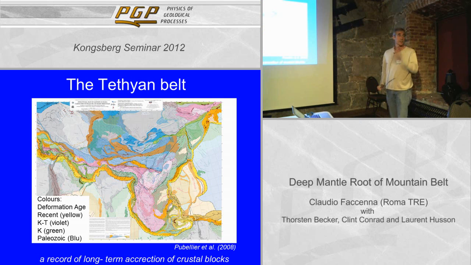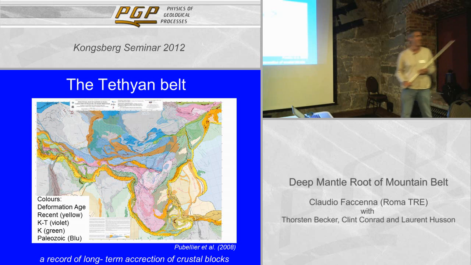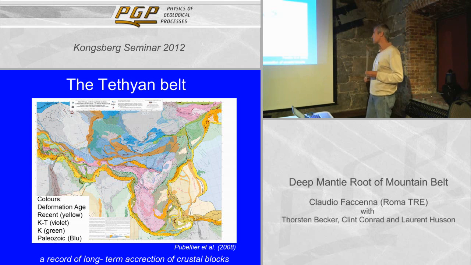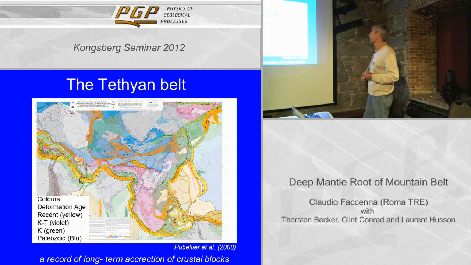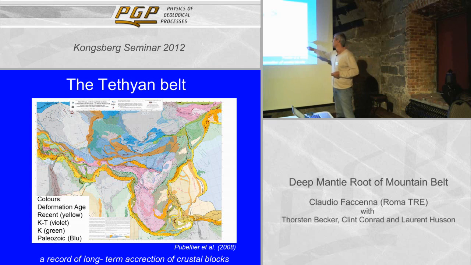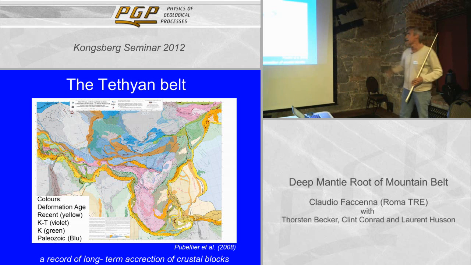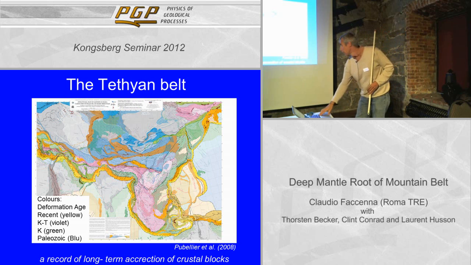This is the first geological map that we're showing here today. It is the Tethyan Belt, from a Manuel Poubelier map, very nice, and the colors show the age of deformation. What you can appreciate here is the fact that the Tethyan Belt is a long-term belt that deforms accreting blocks of different ages. In blue is the Paleozoic, then you run into the Cretaceous-Tertiary block, then the Cretaceous in green, and then the yellow is the Tertiary one. So it's a diffuse plate boundary accreting blocks over a long term.